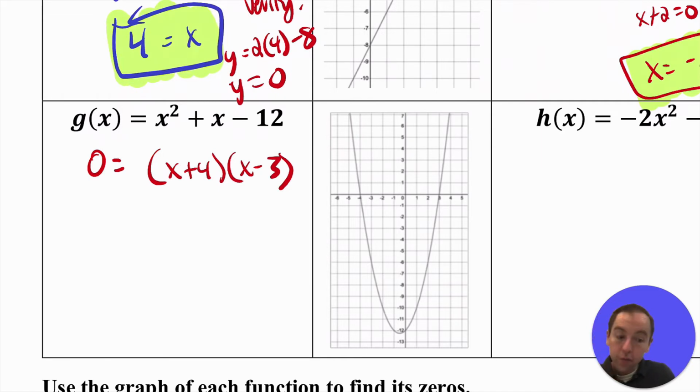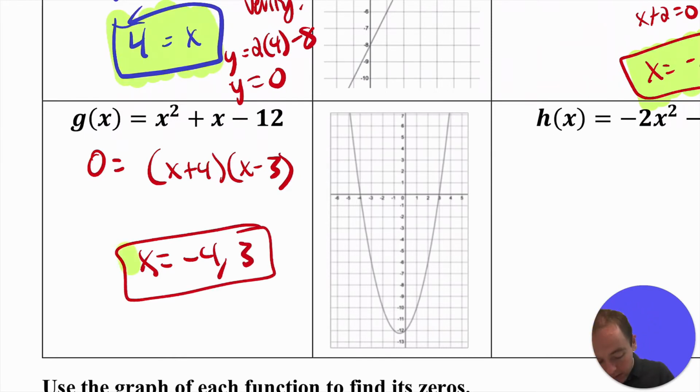So if x plus 4 equaled 0, then you'd get a solution of negative 4, and if x minus 3 equals 0, you'd get a solution of positive 3. Those end up being the actual numbers that you can plug in for x under the function g to give you a 0 output, and you'll see that that definitely corresponds with the x-intercepts right there of negative 4 and 3.